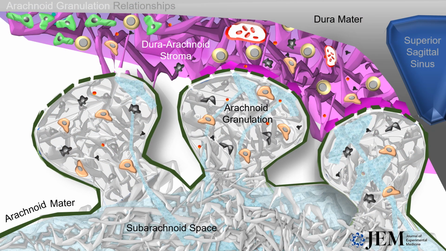Furthermore, we found that a majority of granulations border on dura-arachnoid stroma adjacent to the superior sagittal sinus. This tissue contained arachnoidal and dural elements admixed with blood vessels, lymphatic vascular elements, degenerated cells and cell elements, cytokines, and immune cells, including T cells and MHC2 positive antigen presenting cells.